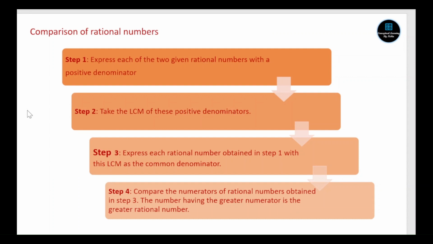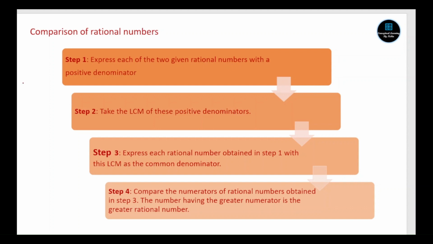So to compare given rational numbers, what we have to do, we'll check the denominator first. First of all, we'll turn that into a positive denominator. Then if the denominators are same, we can compare easily with the numerators. If not, then take the LCM, convert that into equivalent rational numbers and then compare them by comparing the numerators.